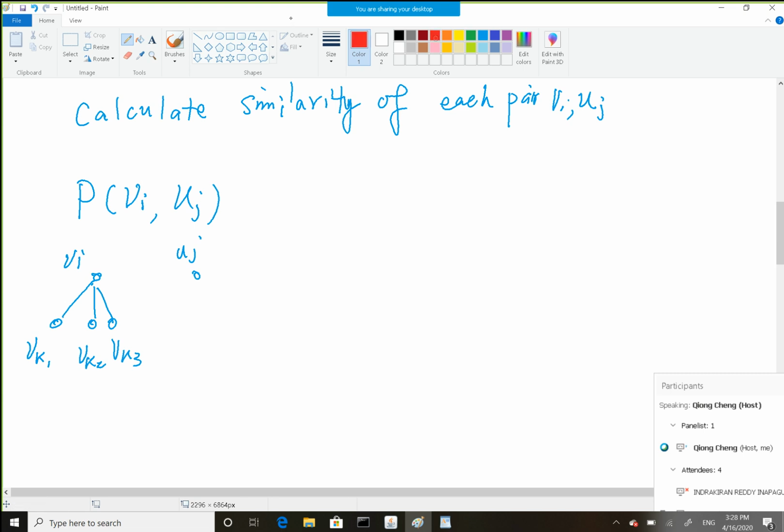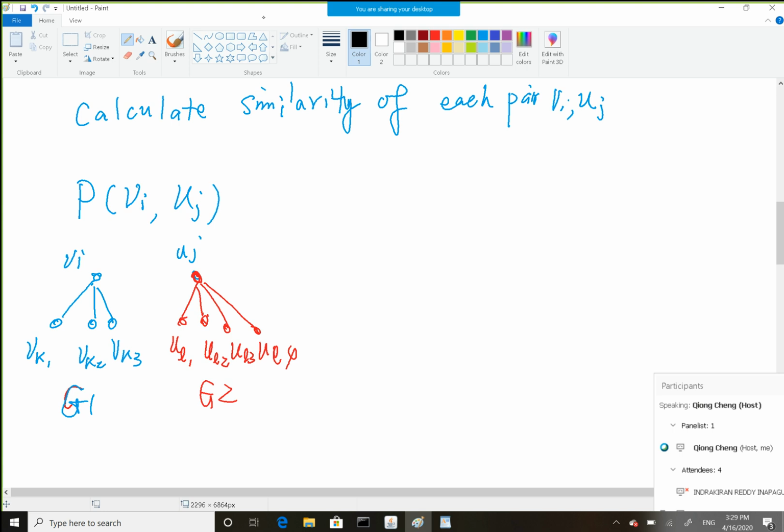And I want to use a different color. This one is UJ, and for some reason, they have 4 adjacent vertices, right? So this is UL1, this is UL2, UL3, UL4. Can you see? Right? So this corresponds to this vertex, and they have 3 associated vertices, and this is from G1, right? This is from G2, and this is from G1.